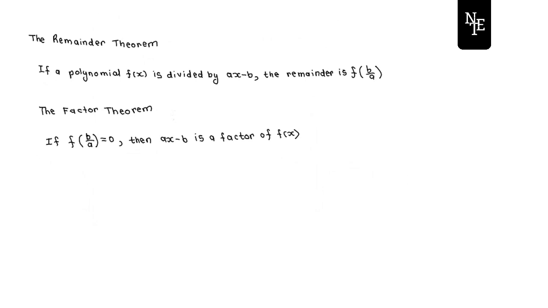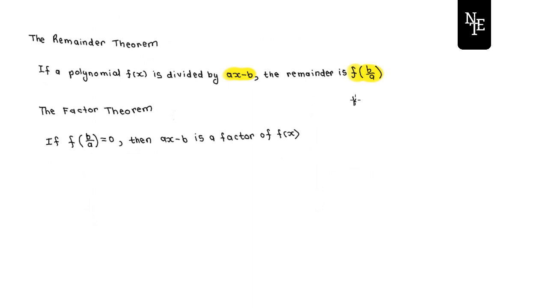So basically, the factor and remainder theorem is two separate theorems. There's the remainder theorem and there's the factor theorem. The remainder theorem is simply a statement. It says that if you take a polynomial and you divide it by another polynomial, ax minus b, then the remainder is simply going to be given by f of b over a, where this b and this a value come from the polynomial that you divided with.